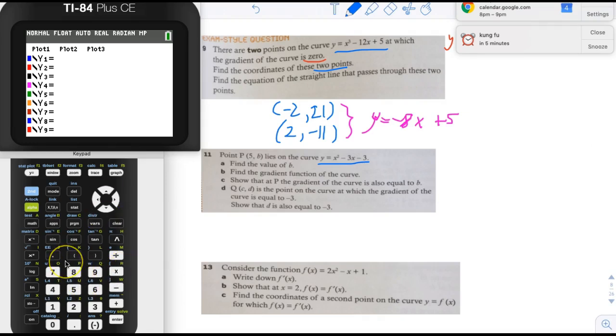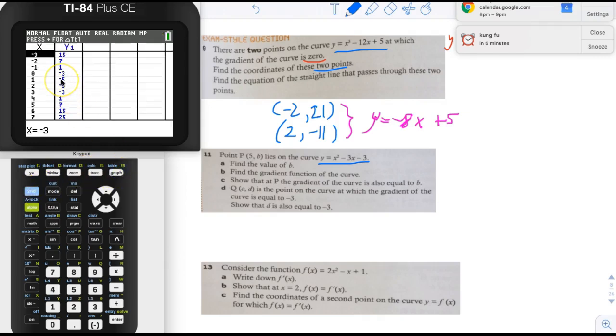So let's put in the blue function. It's x squared minus 3x minus 3. Okay, and then we're going to look at the table. And it says the point 5 comma something. What is the something? The something is 7. So the value of b happens to be 7.